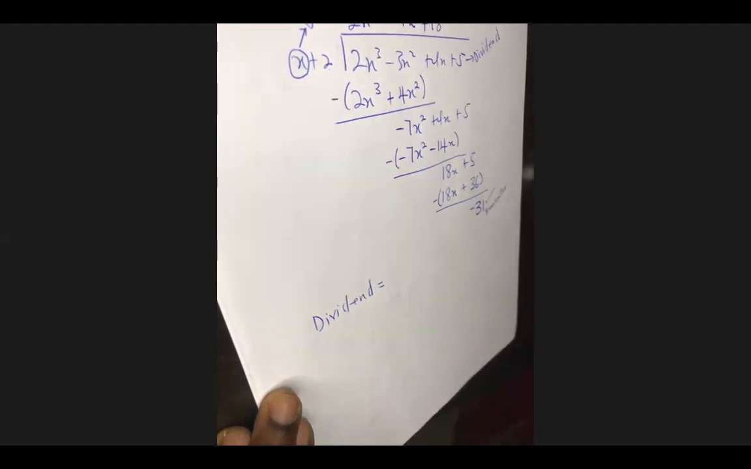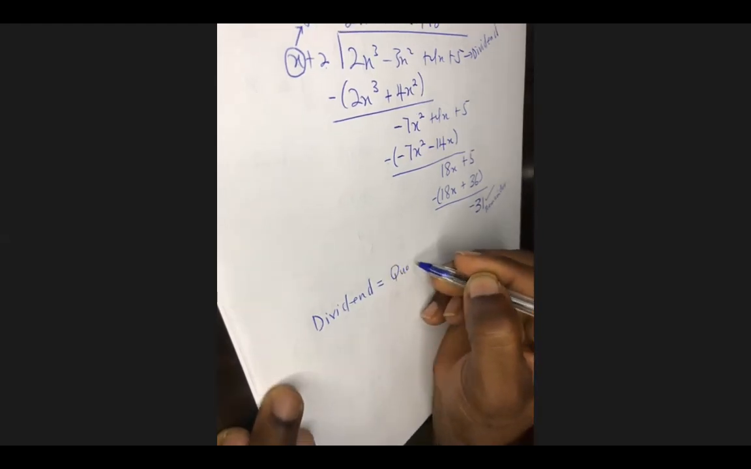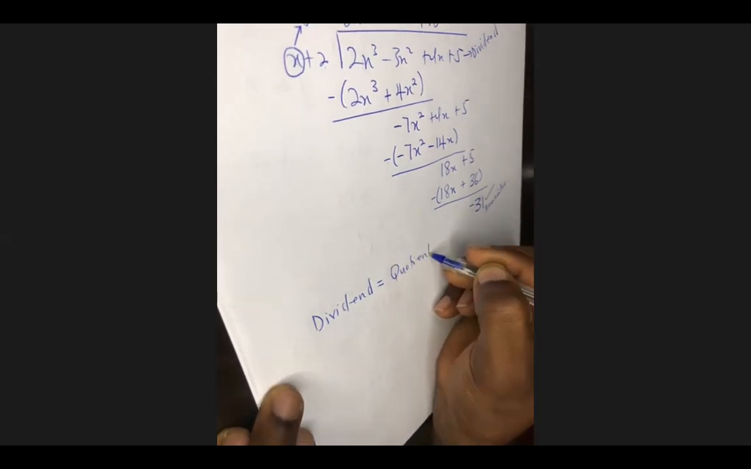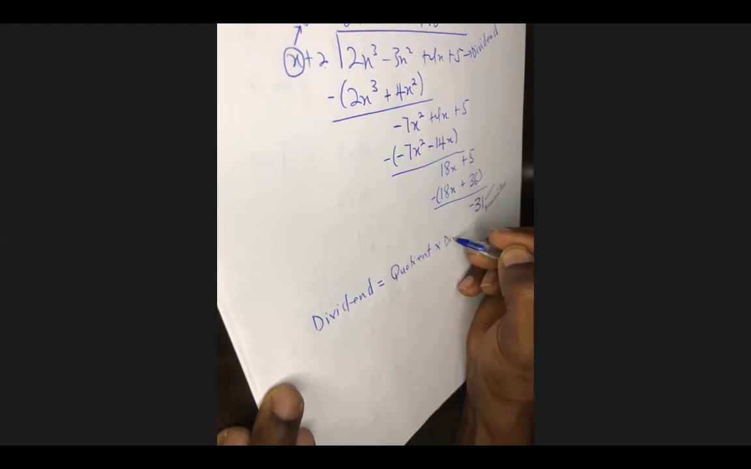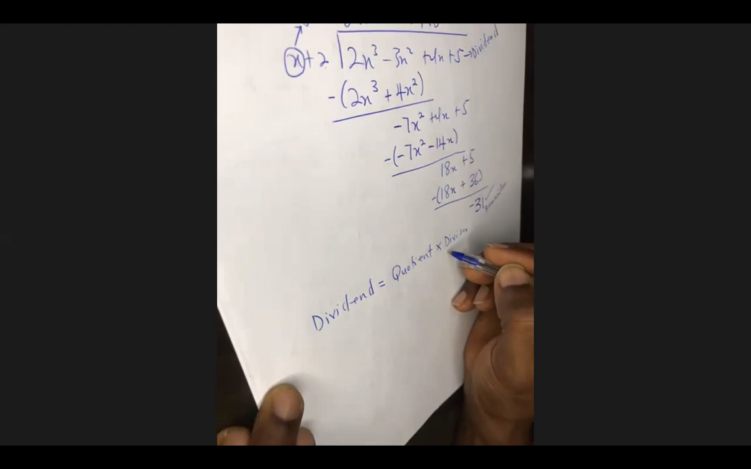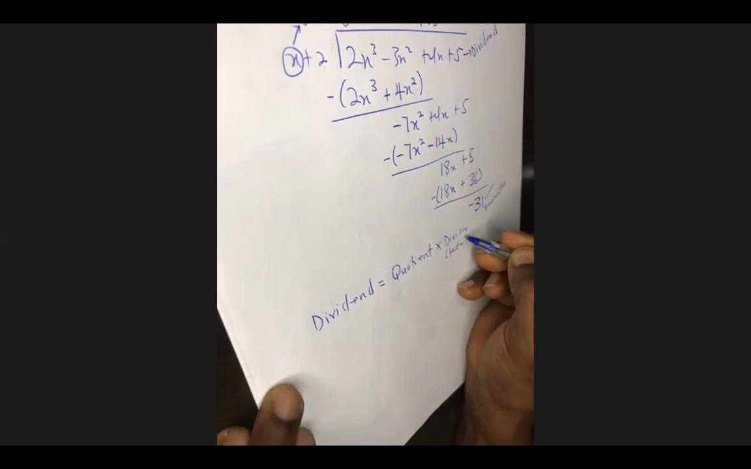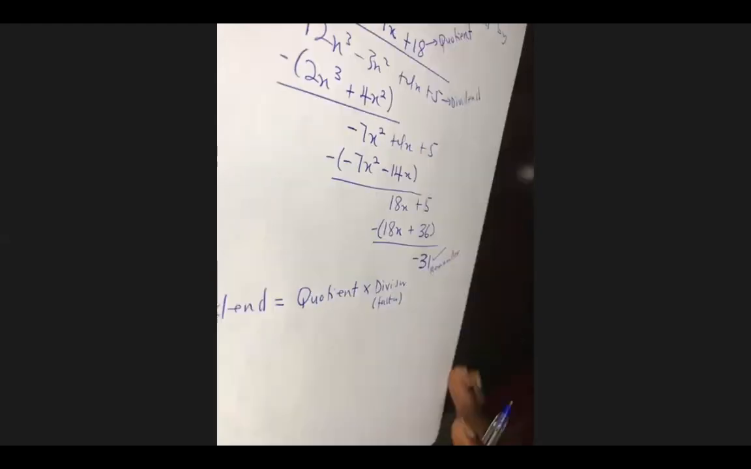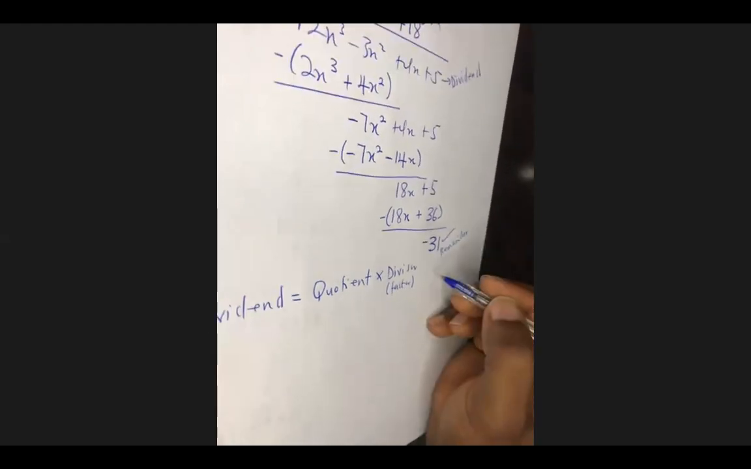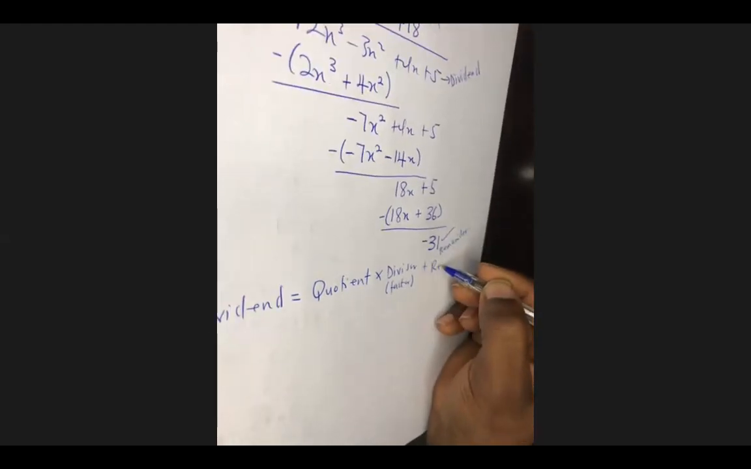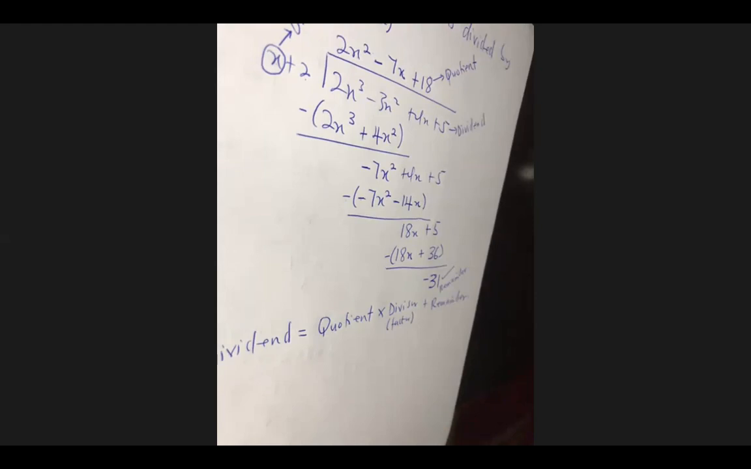is equal to quotient times divisor, or the divisor is the same as factor. Quotient times divisor, and it's the same as factor, plus remainder. Good. So once I follow this formula, it means everything I have done is correct.